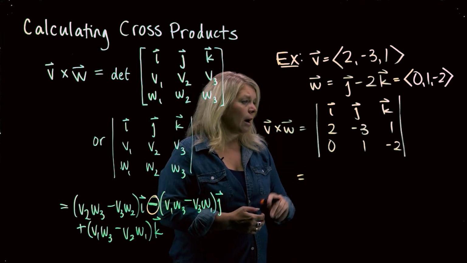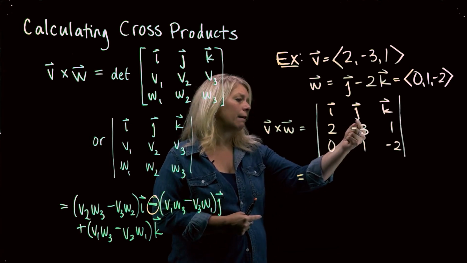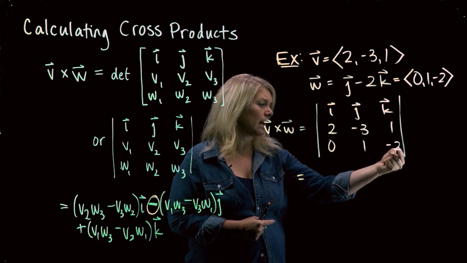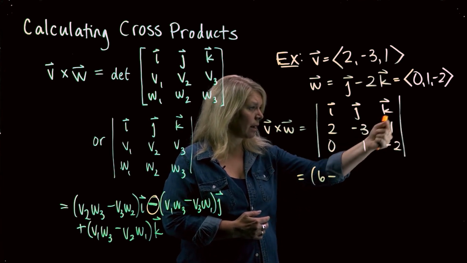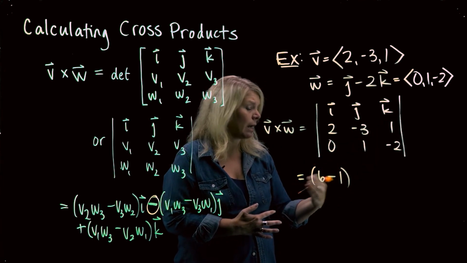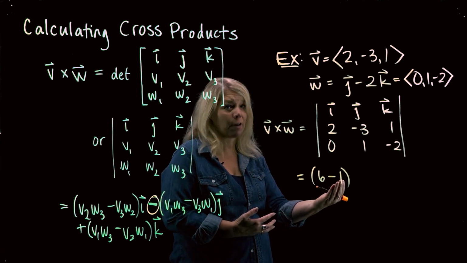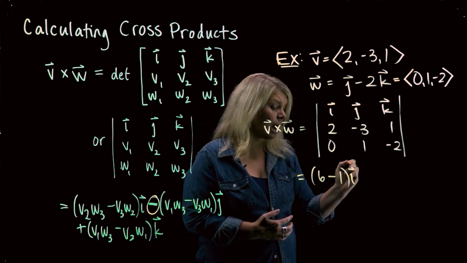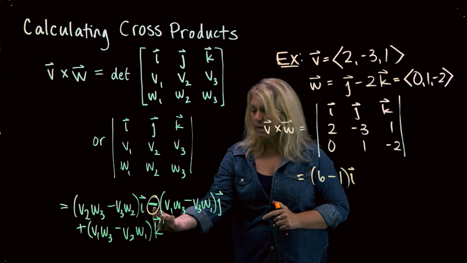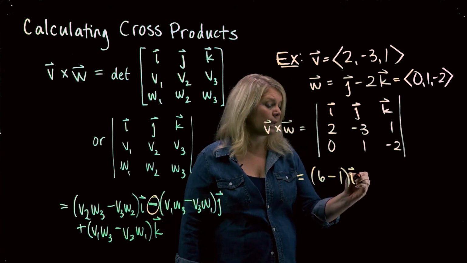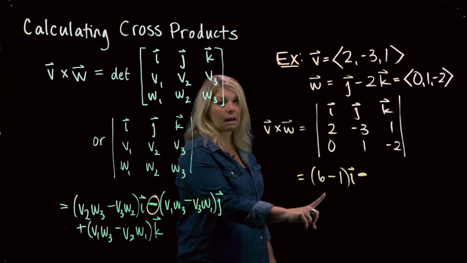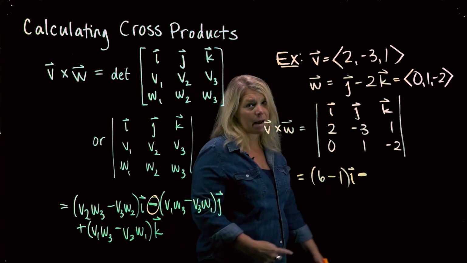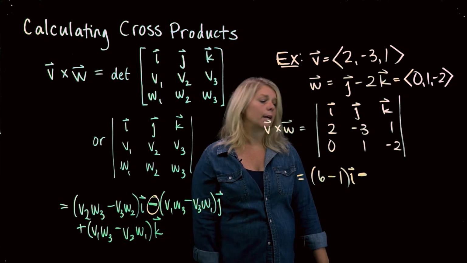So, all right, in the i component, I'm going to have this product, negative 3 times negative 2, which is 6, minus this product, 1 times 1. So 6 minus 1. And as you get good at these, you'll just write down 5 i, that's in the i direction. And then remember the plus, minus, plus, the minus. That's a really common mistake. If you're getting wrong answers when you're calculating cross products, that's the very first thing I would check: did you remember the minus on the j component there?